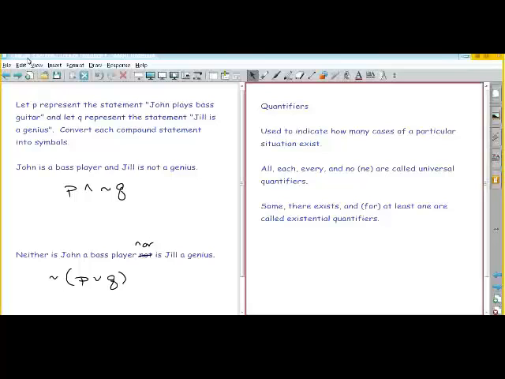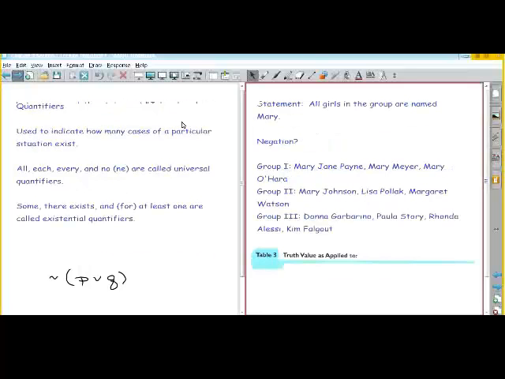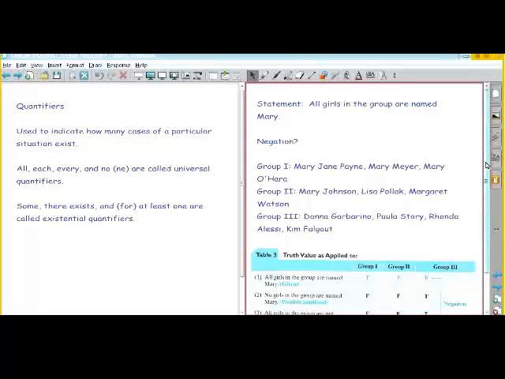So when you have statements that involve these particular words, you have to be careful about how you make the negation. You can always use it is not the case, which may be not pleasing English-wise. So what we're going to do is look at an example which is in your book. So you don't have to, you can just refer to your book. So what we have is a statement: All girls in the group are named Mary. So what is the negation of that statement?